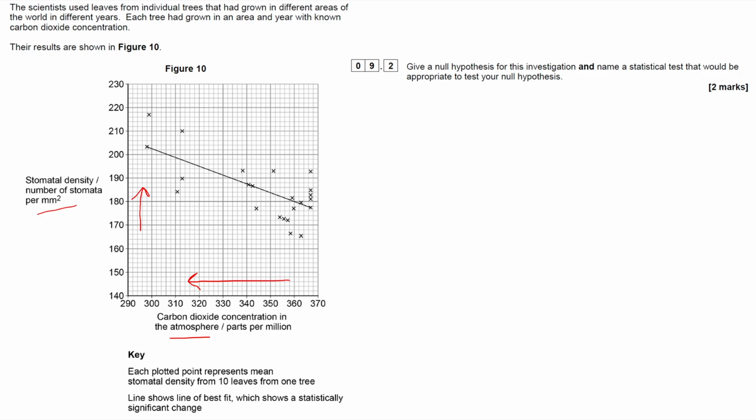In other words, there is an inverse correlation between the carbon dioxide concentration and the number of stomata. Okay, now let's go to the question again. So the question was, give a null hypothesis for this investigation and name a statistical test that would be appropriate to test your null hypothesis. So obviously the null hypothesis would be that there is no correlation between the carbon dioxide concentration and stomatal density.